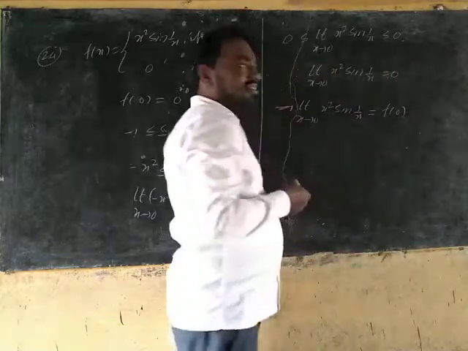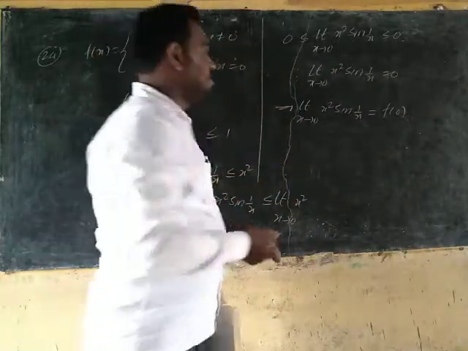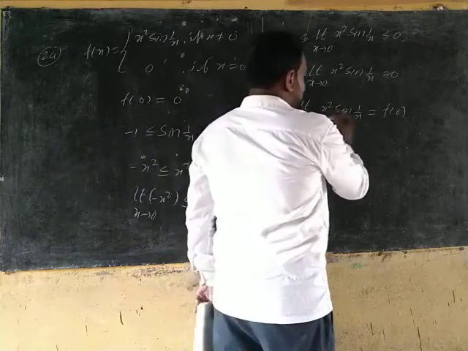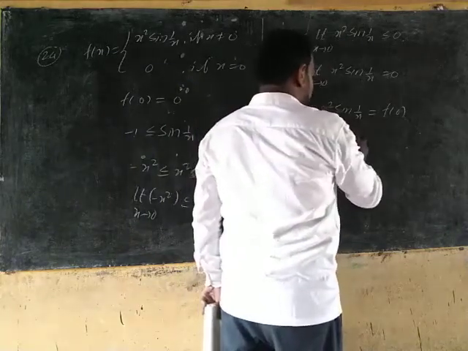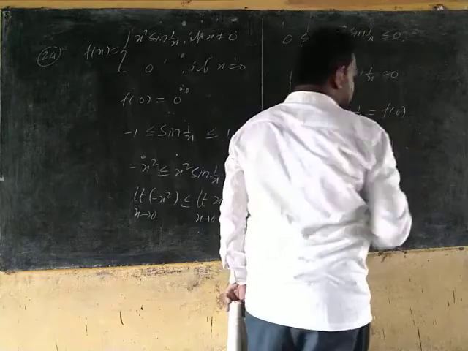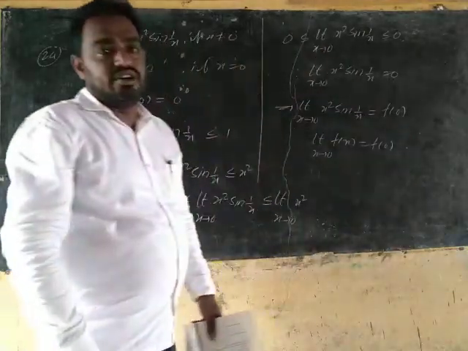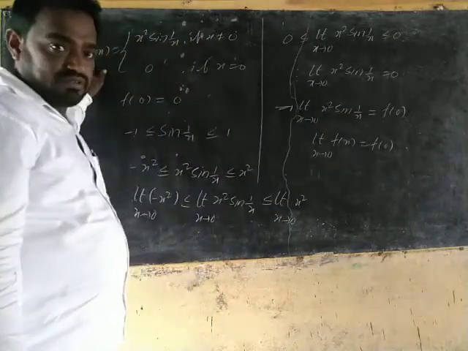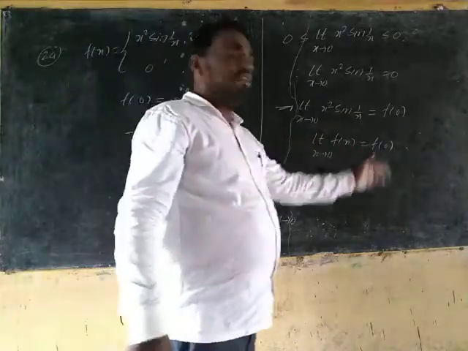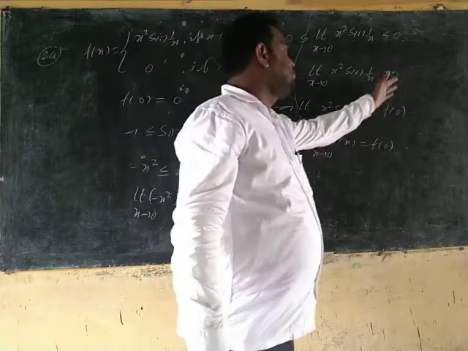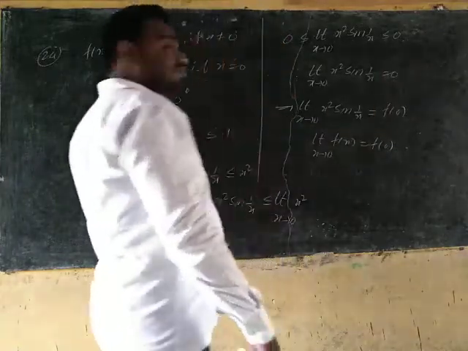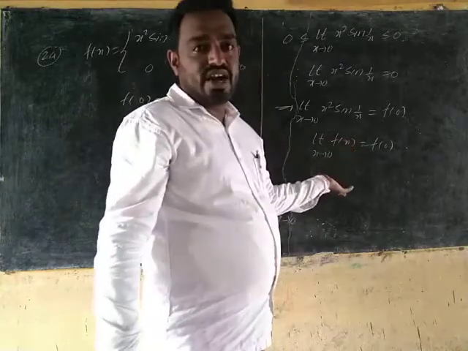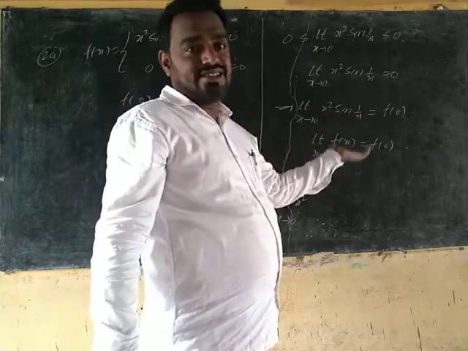That means this function is continuous. So this limit x tends to 0 of x square into sine of 1 by x, which is f of x, is equal to f of 0. By the definition of continuity, x square into sine of 1 by x is f of x only, no? So f of x is equal to 0, equal to what I have written, f of 0. By the definition of continuity, f is continuous at which point? At x is equal to 0.